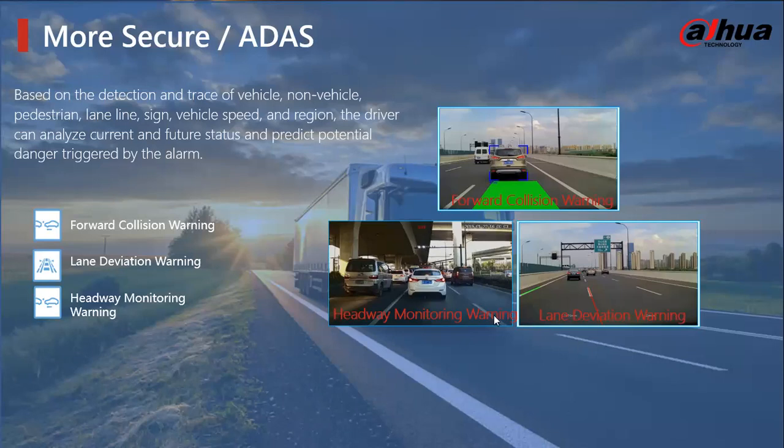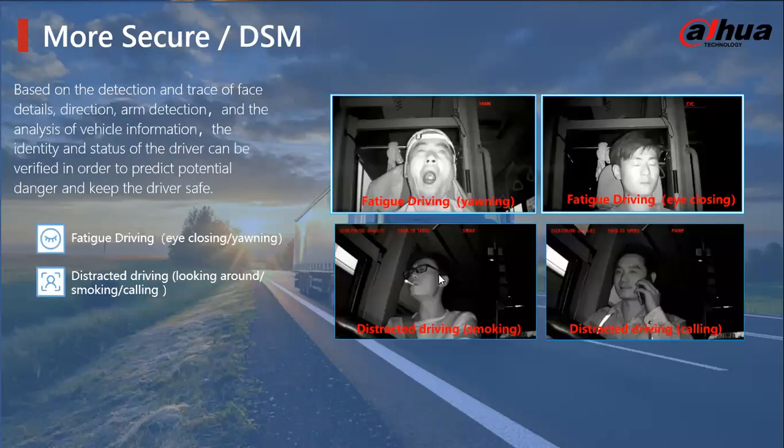There are also things like headway warning. So maybe you're drifting away from the lane that you are in at the moment. The camera can identify that, a special AI feature, and also lane deviation warning.